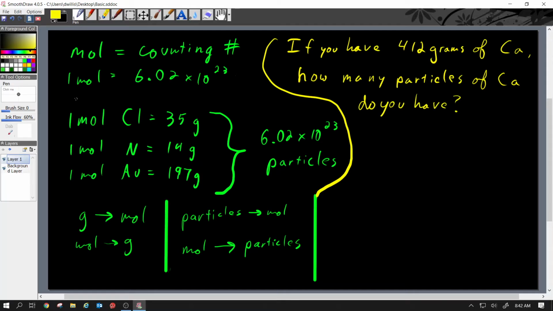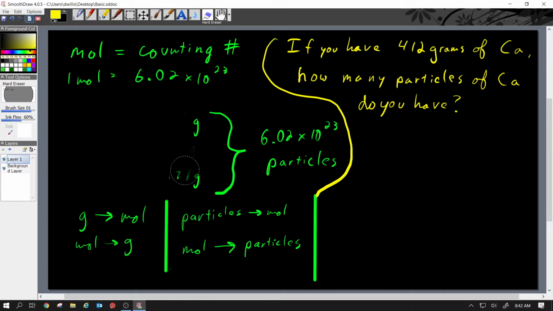All right, and so the question is, if you've got that many, if you've got 412 grams of calcium, how many particles of calcium do you have? All right, and here's what I want us to look at.